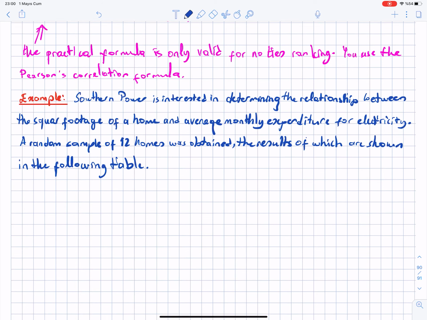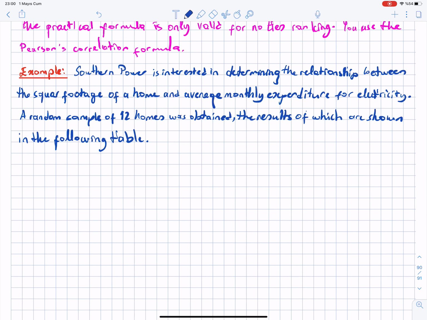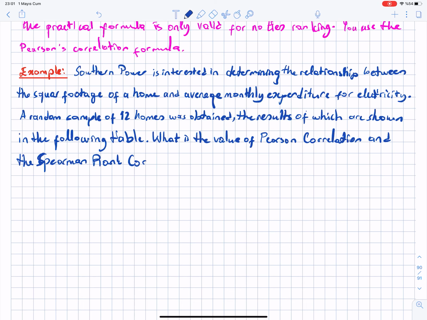Okay, what is the value of the Pearson correlation and the Spearman rank correlation?